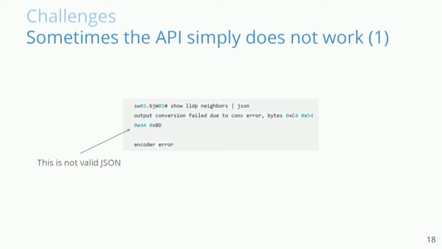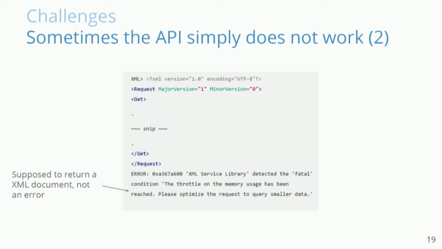To see what the API provides you, usually on the CLI you can do show LDP enabled pipe JSON, but as you can see, not all the time the JSON document is valid. Or the XML, exactly the same. You send to the device an XML document, and it provides you back an error.